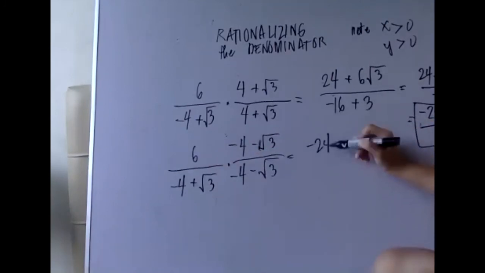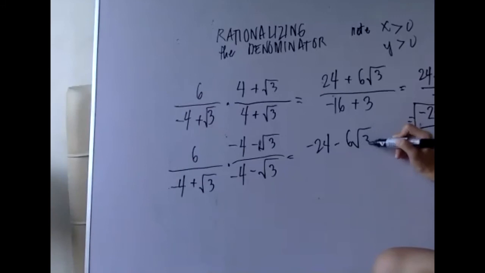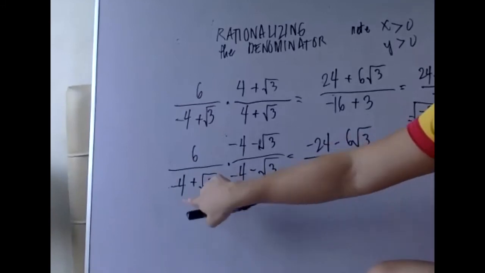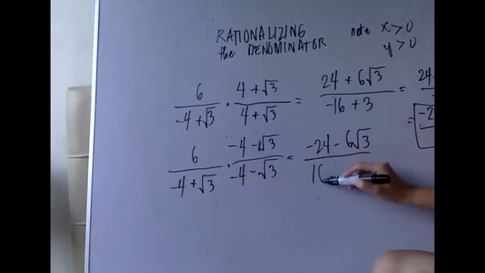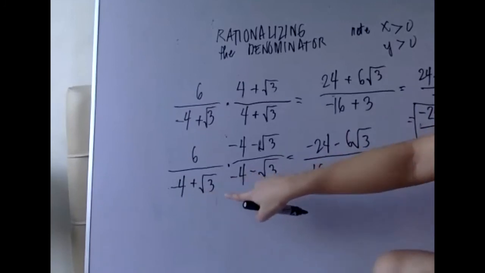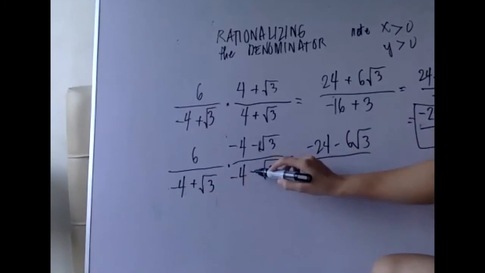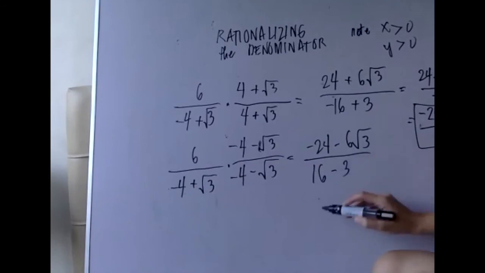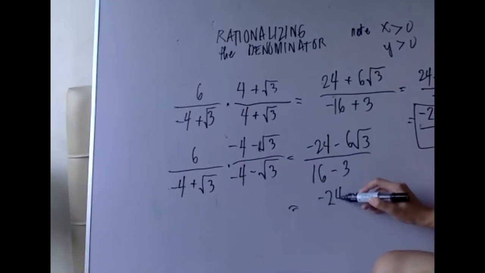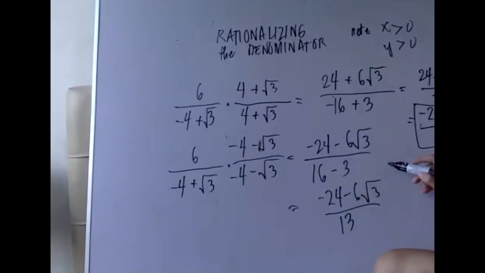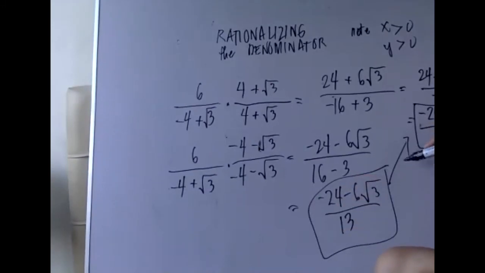Negative 24 minus 6 square root of 3 over 4 times 4, that's equal to 16. Square root of 3 times square root of 3, negative, kasi sila yung opposite yung sign, negative 3. Final answer is negative 24 minus 6 square root of 3 over 13. Okay, as you can see, pareho lang yung makukuha ang sagot.